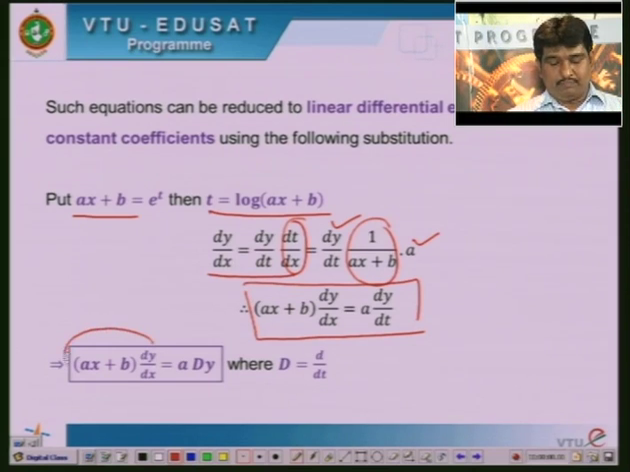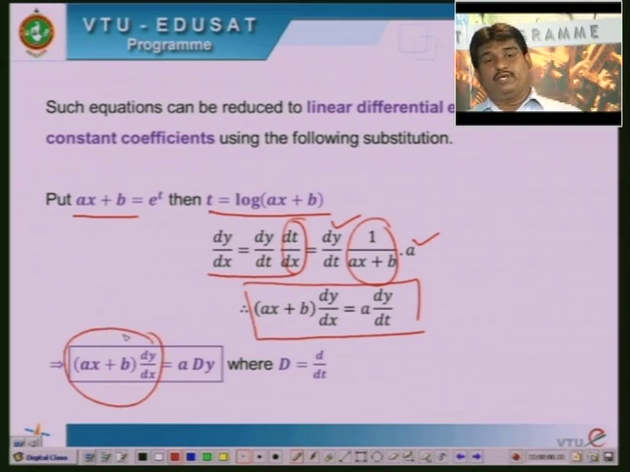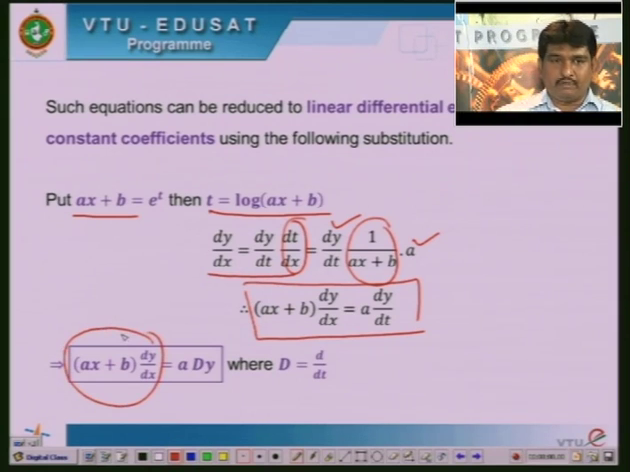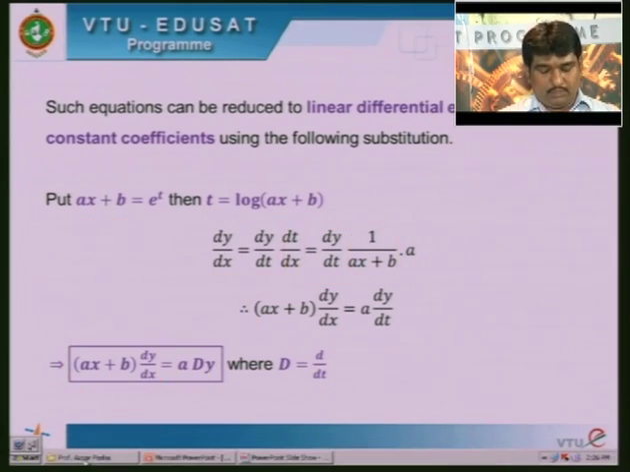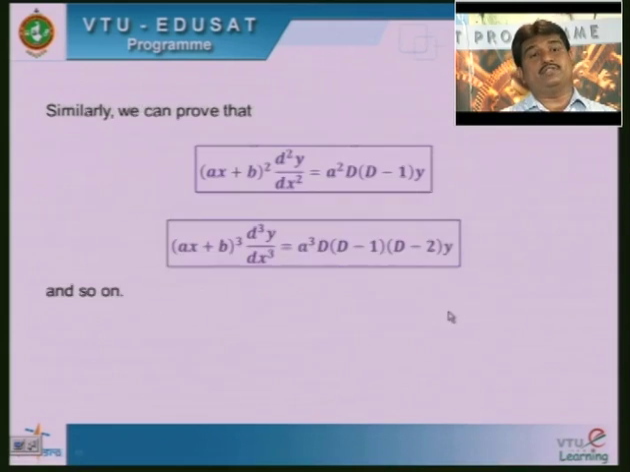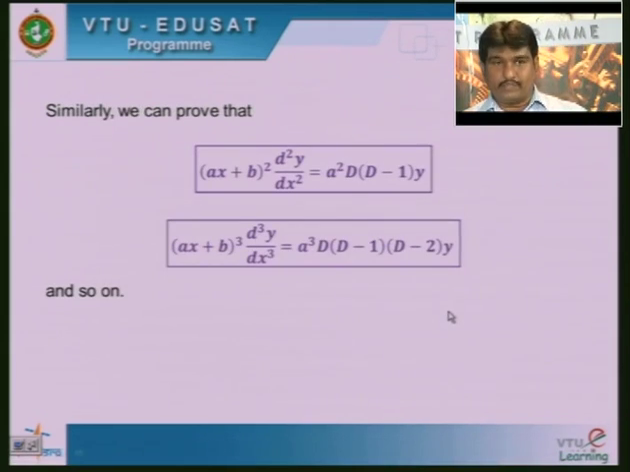So the variable term in the equation, ax plus b into dy by dx, got converted into a term with constant coefficients, a into Dy, where D represents a derivative with respect to the new variable t as before. This is about first order derivative. The same concept is used for second order derivatives.